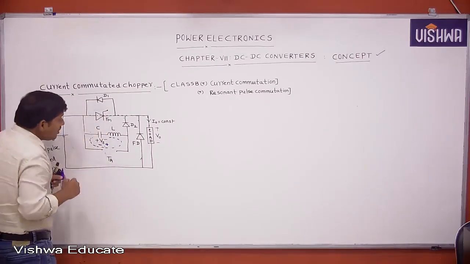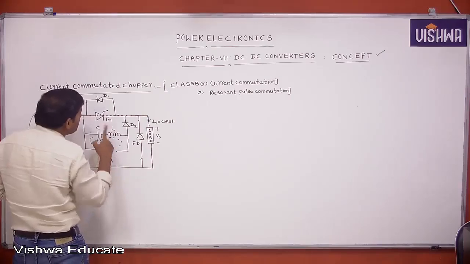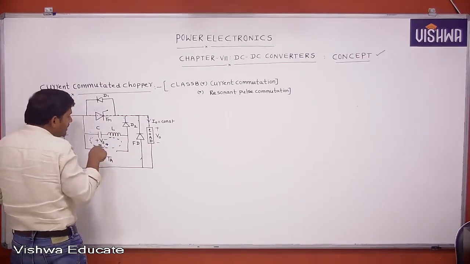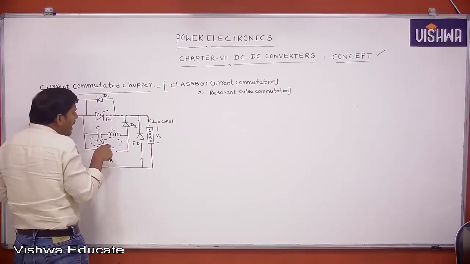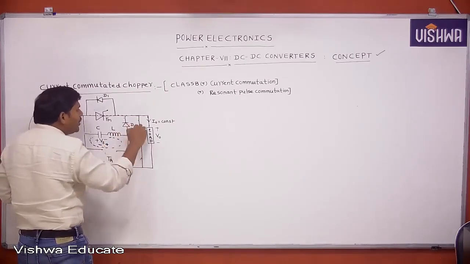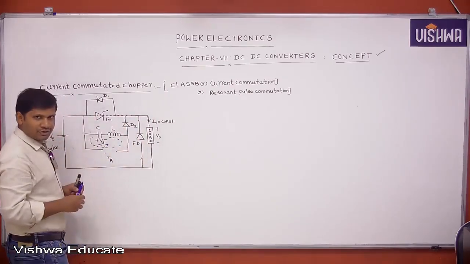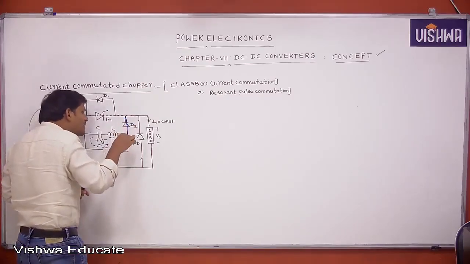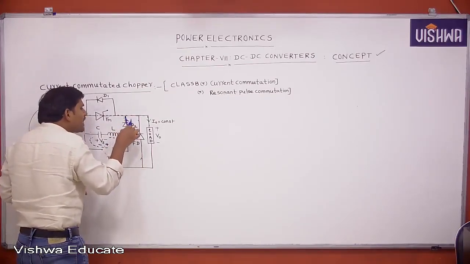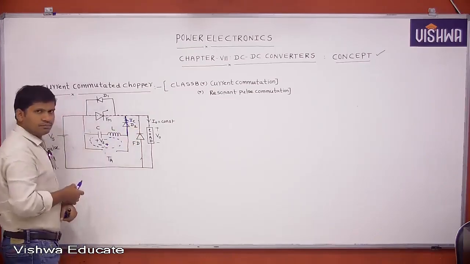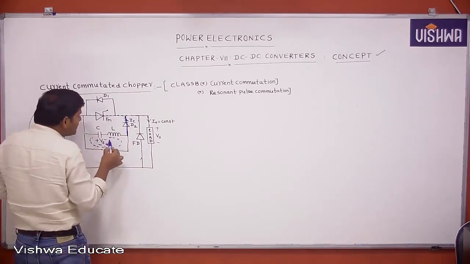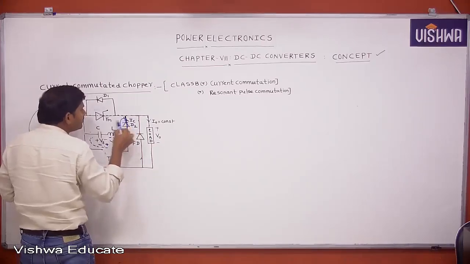Now tell me. Whenever the capacitor reverses its polarity, this is negative and this is positive. Because of this polarity, the D2 diode comes into the forward bias condition. Whenever D2 comes into forward bias, it supplies the current IC. Now see, the capacitor is discharging through the D2 diode.